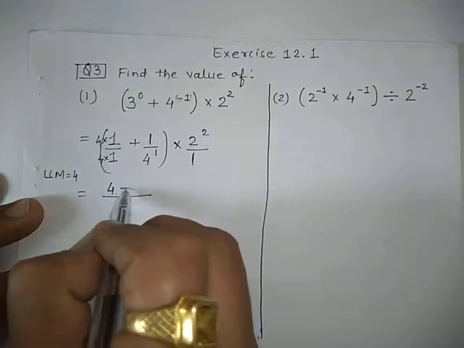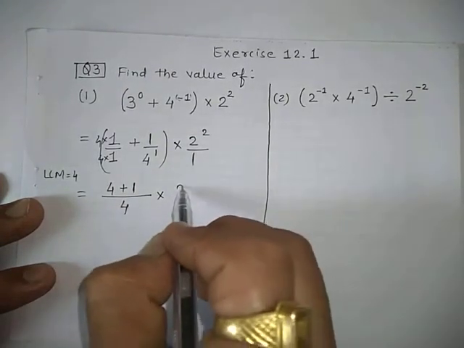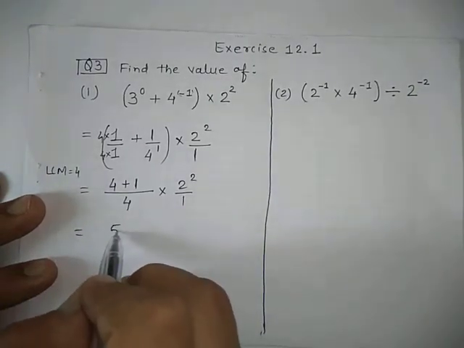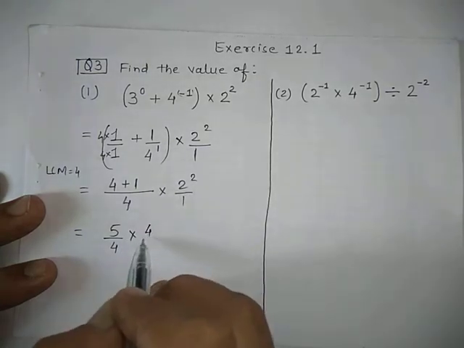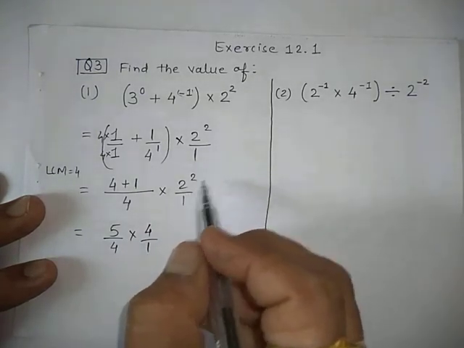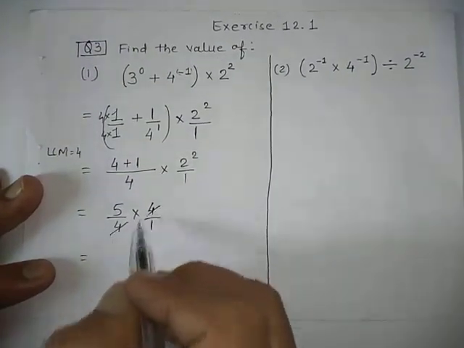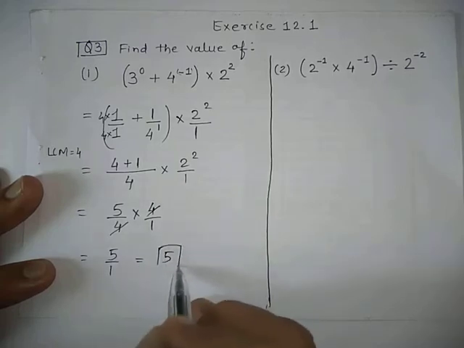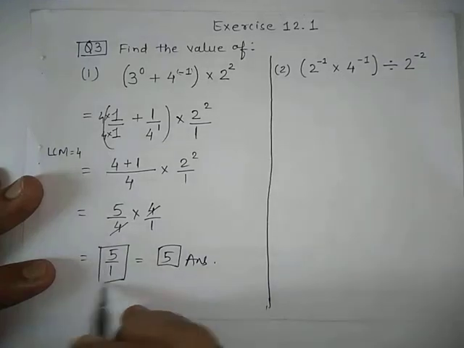So 4 plus 1 multiplied by 2 raised to 2 by 1. So 5 by 4 multiplied by 2 2s are 4 by 1. 2 square means 2 2s are 4. So 4 and 4 get cancelled. So 5 by 1, the answer is 5.